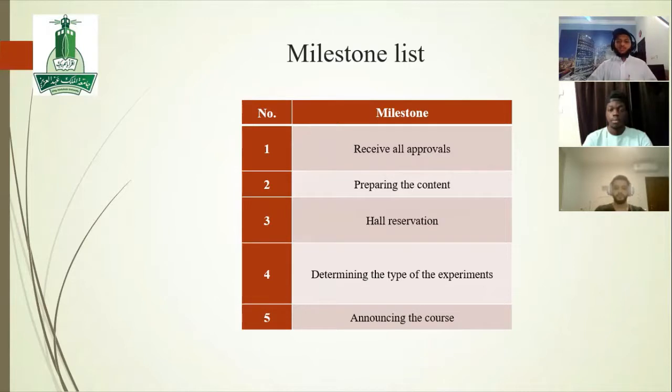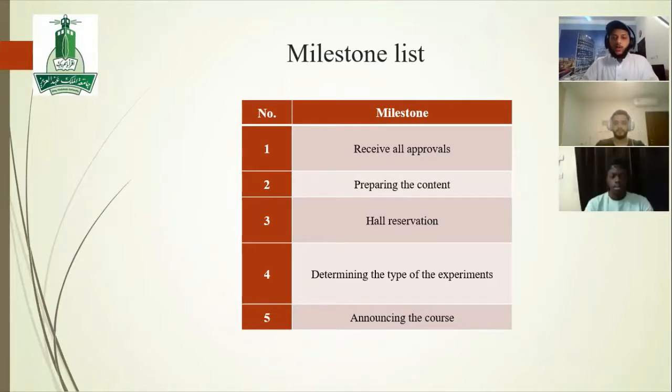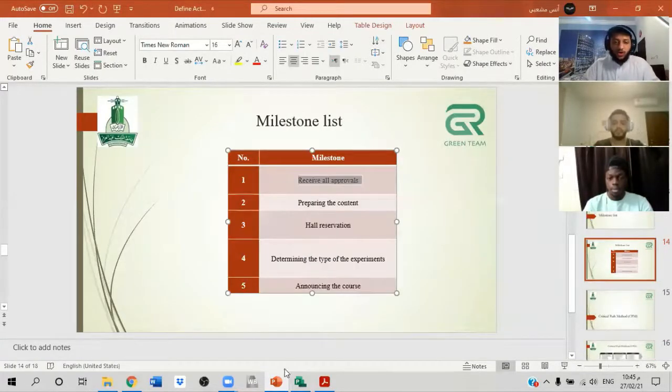The second one is preparing the content of the course that we will present to the students. The third one is the hall reservation. The fourth one is determining the type of experiments that we will do. The fifth one is announcing the course.